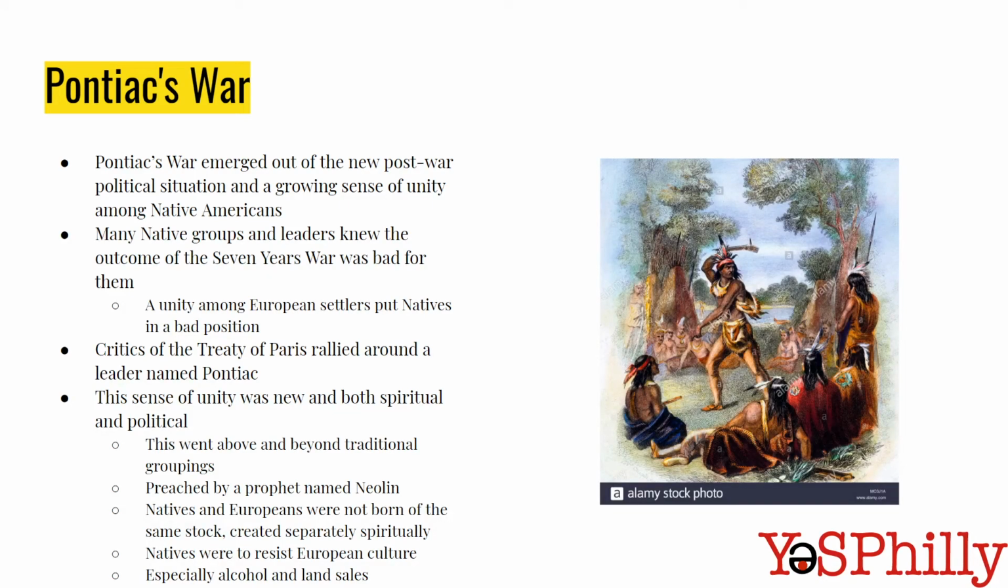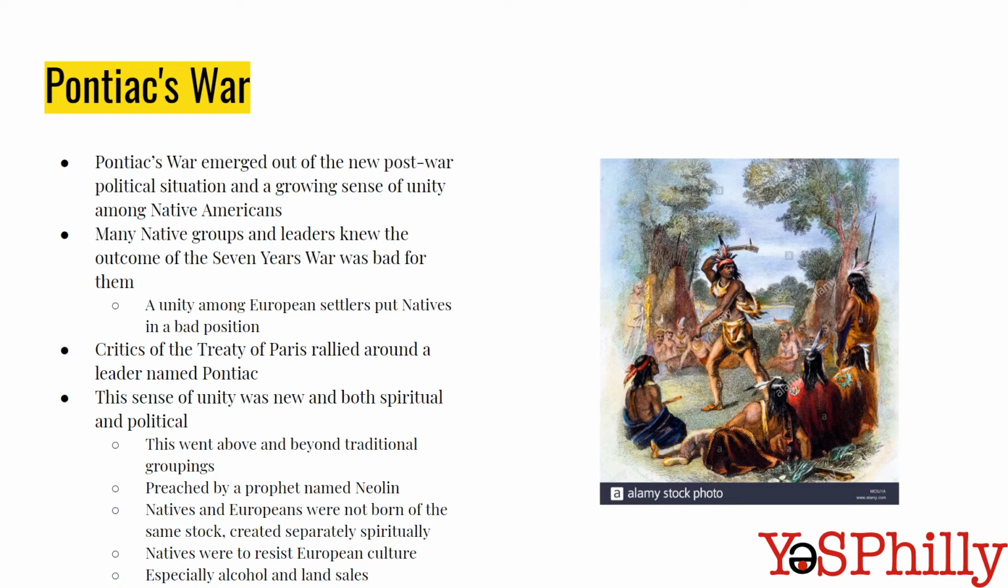Pontiac's War emerged out of this new post-war political situation and a growing sense of unity among Native Americans. Many Native Americans felt that the outcome of the 7 Years' War was bad for them. They knew that, as I mentioned earlier, they were losing their ability to play the different European powers off against each other. And they also now had to deal with a united European settler group. They now only had to deal with the British. All the European settlers that these different Native American groups had to deal with were unified under the British government, and that put them in a bad situation. Unity among Europeans was bad for Native Americans.